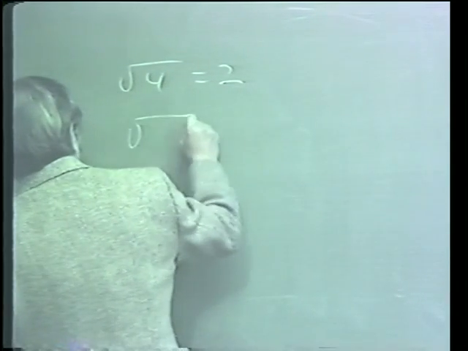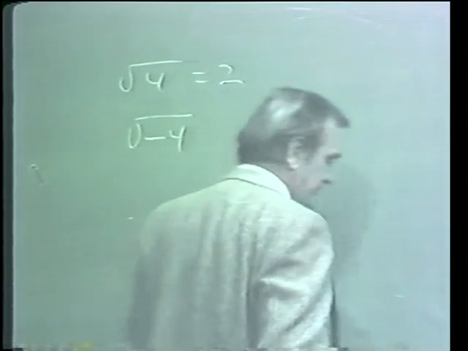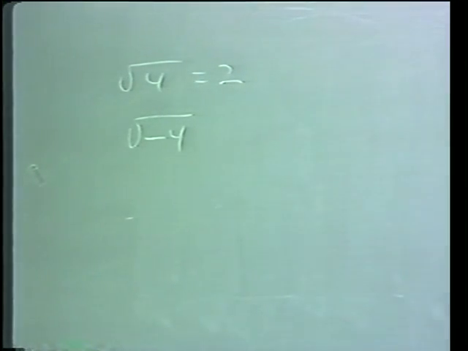Let's suppose I have the square root of negative 4. The square root of negative 4. This is what number times itself will give you a negative 4. There isn't any, right?